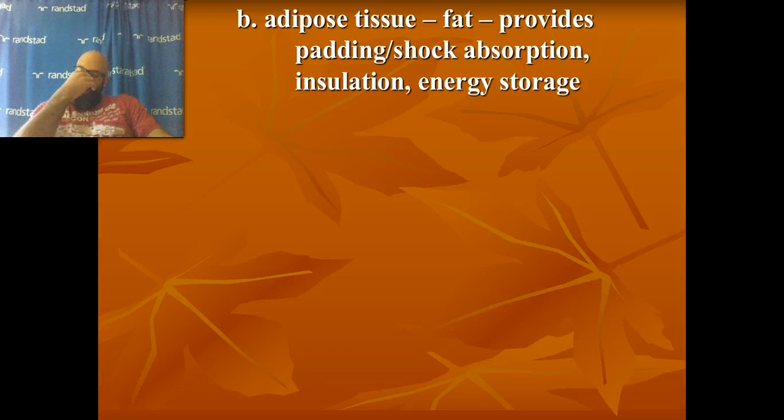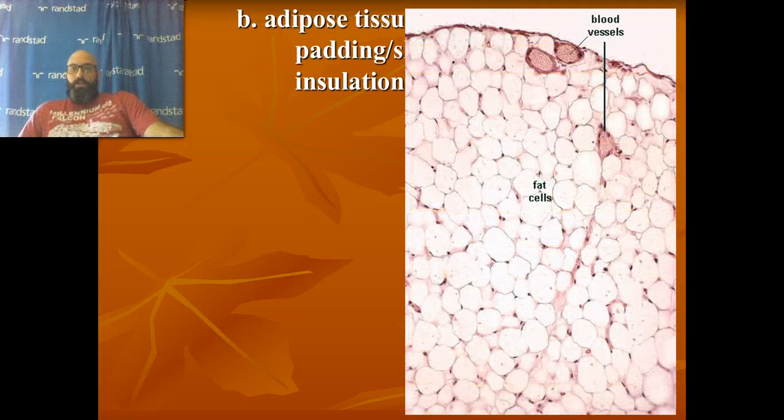It's not as big of a factor as it is for other animals, but with us it's more like the visceral adipose tissue is going to maintain a nice steady insulating temperature for your vital organs and of course energy storage. So this is what it looks like.